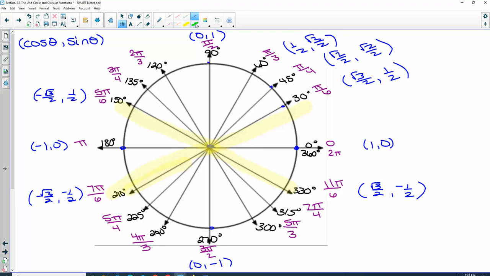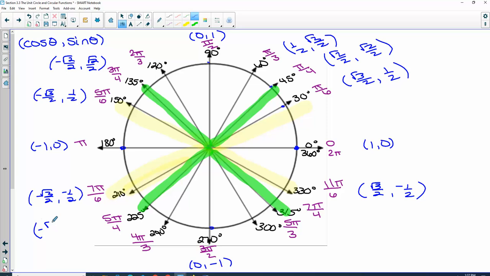All right, so my 45s. All of those angles are the same. The only difference is when things are positive or negative. So my point for 45 is radical 2 over 2, radical 2 over 2. In the second quadrant, the x is negative. In the third quadrant, both of them are negative. The fourth quadrant, x is positive, y is negative.